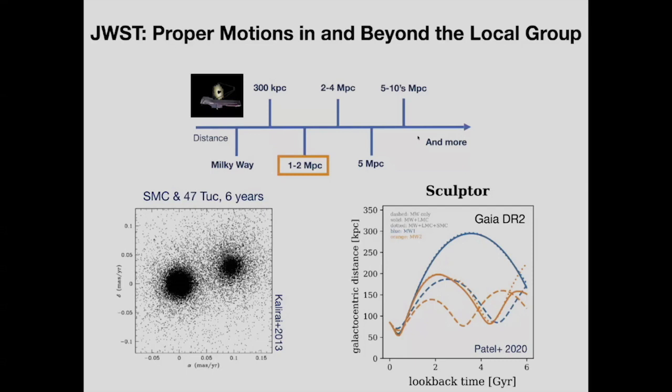But of course, Gaia can only do this out to a few hundred kiloparsecs for most galaxies, where JWST is going to enable this to the edge of and beyond the Local Group. So we can start to look at full orbital histories of essentially the accretion of the Local Group. It's going to be really incredible.